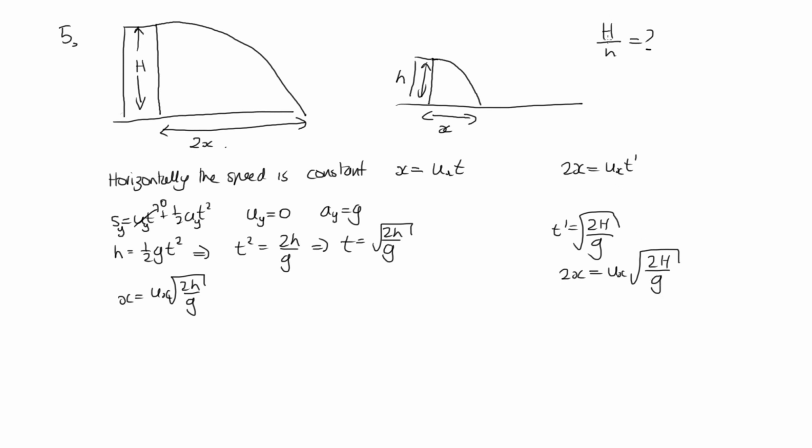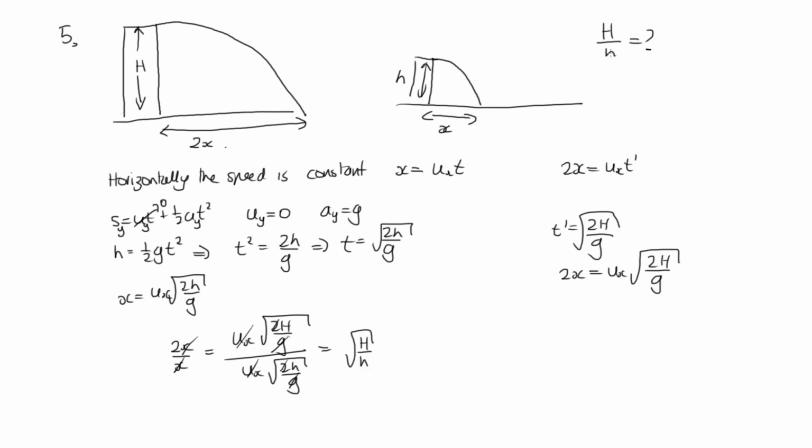Now what we're trying to get is the ratio of these two heights. So a nice way to do that is to divide this equation here by this equation here. So we can write 2x on x, so dividing the left-hand sides, is equal to ux root 2H on g divided by ux root 2h on g. Now there's lots of common factors here which cancel out. So the x's are the same, the ux's are the same, the g's are the same, and there's a root 2 here and a root 2 here. So this is equal to the square root of H on h.